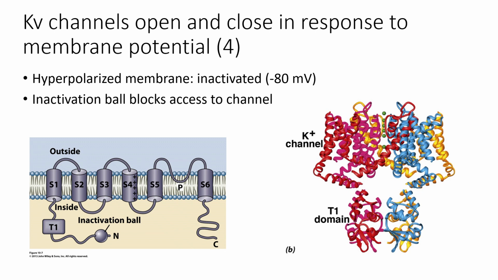And so if you can sort of picture this T1 domain, and here's our pore where the potassium ions are passing through. If you have something that's physically blocking this area, then potassium cannot pass through. So we have, not only is the channel closed, it's blocked. It's completely inactivated. So even if at this point the membrane potential changed, because you physically have this inactivation ball in the way, you cannot physically have ions passing through here.